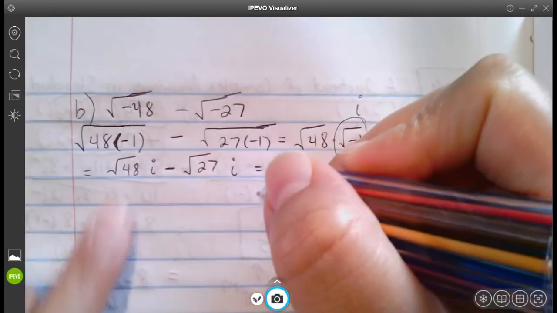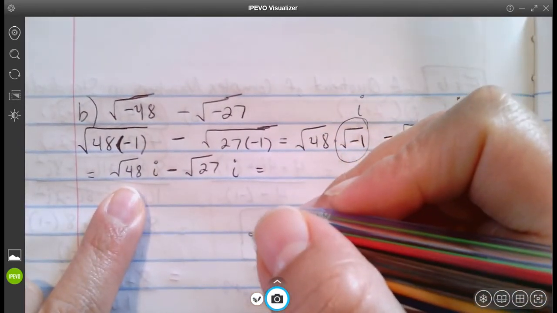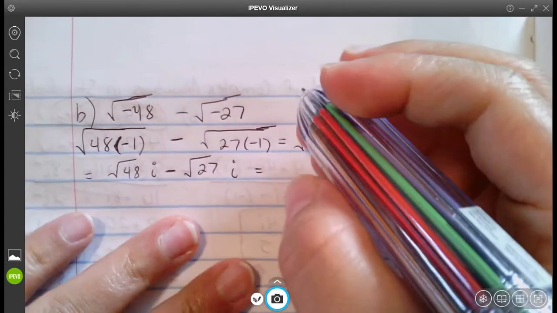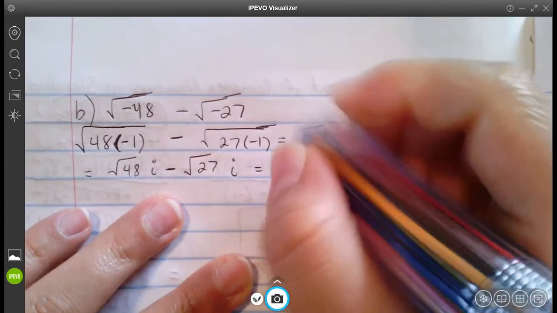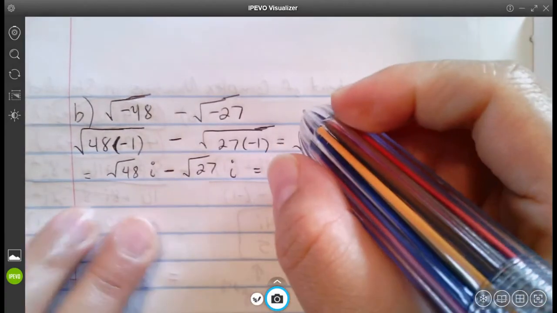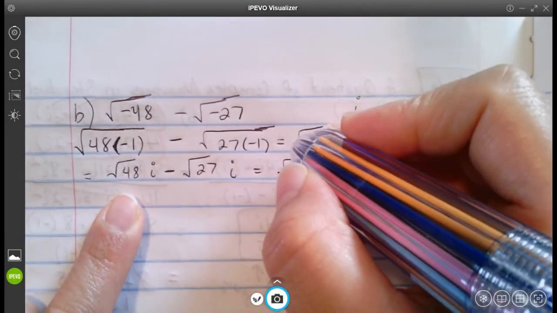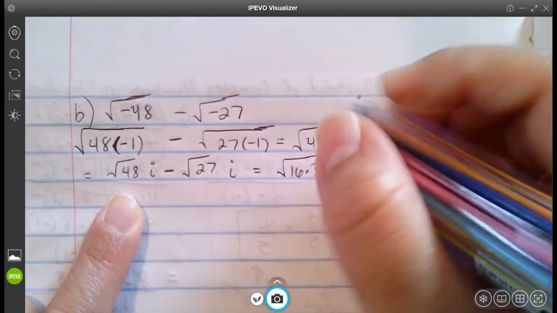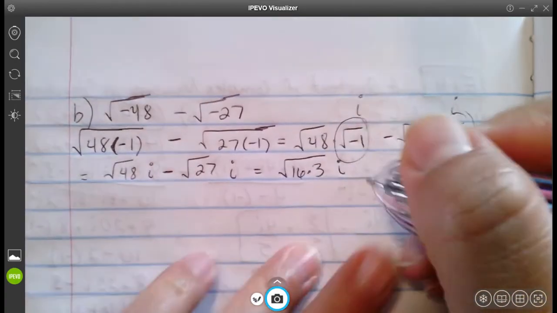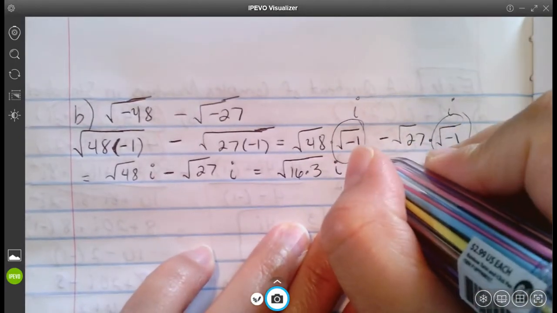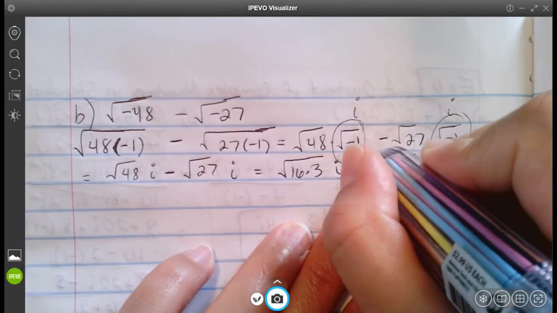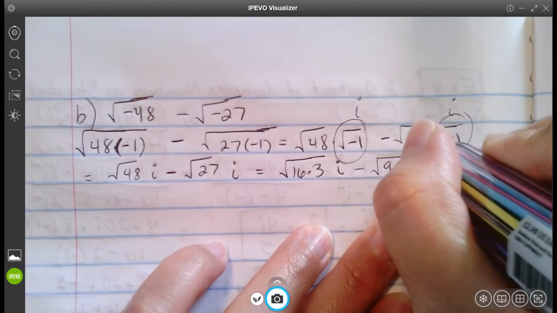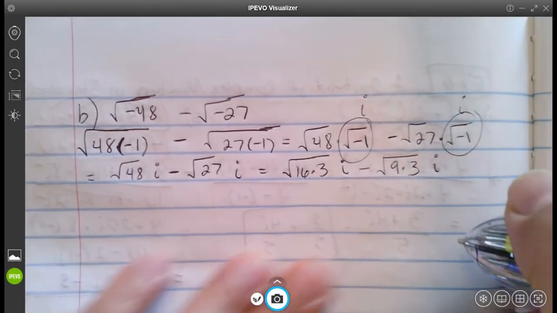But what we're going to do is rewrite this 48 in terms of a perfect square. And whatever the perfect square is, we can pull out. So 48 is the same as, let me see, what's a perfect square in here? 16 times 3, I believe. Yeah, 16 times 3. There's my i, okay. Minus 27 is the same as 9 times 3. There's my i. I'm just bringing the i's along with it.